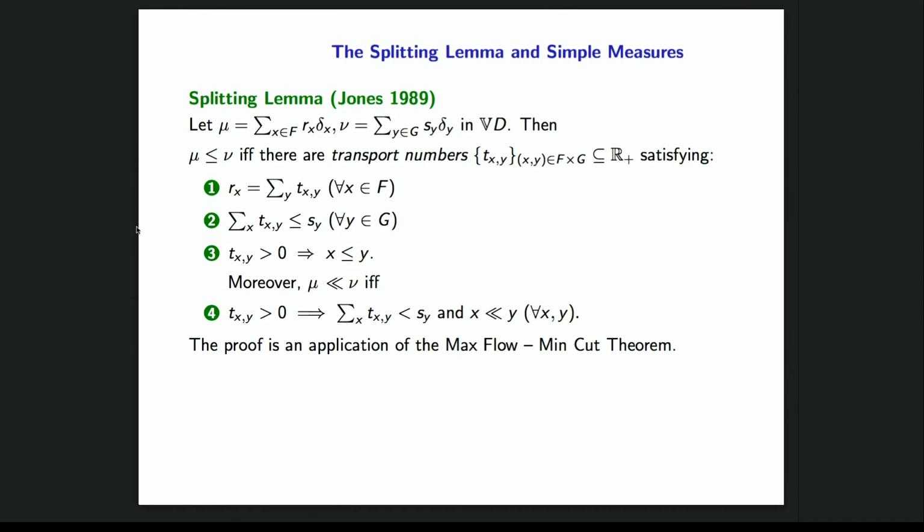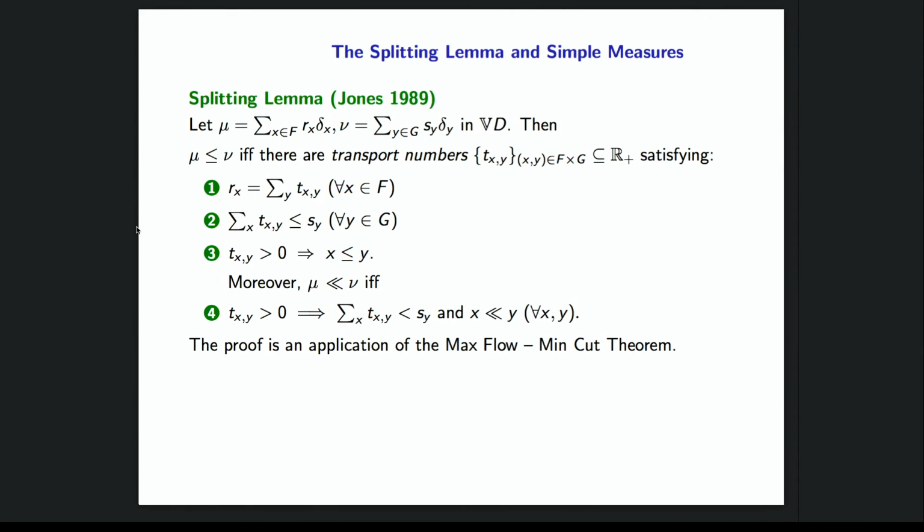Now, f and g here are finite sets, so there have to be transport numbers indexed by the pairs x, y in f cross g, so that r_x is in fact the sum of the t_xy's, the transports. So everything that r has gets shifted to some point in this measure. The sum over all the x's of the incoming weights from points r_x is less than or equal to the weight on any y. And if t_xy is positive, then x has to be less than or equal to y.